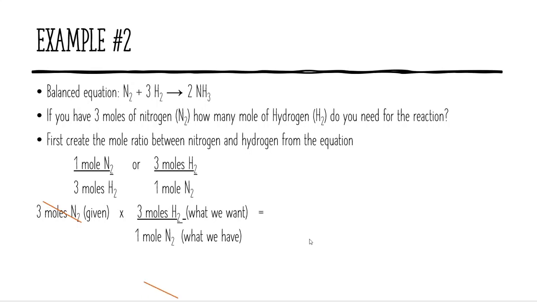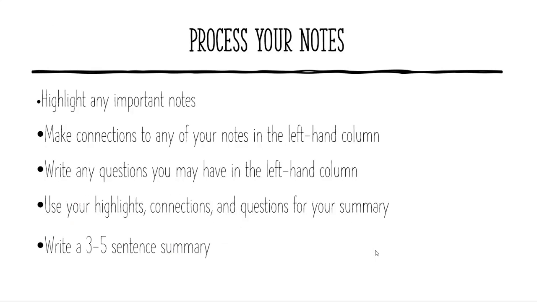And then moles of nitrogen will cancel out because it's on the top and the bottom, and we're left with moles of hydrogen, which is what I want. And so I will go 3 times 3 divided by 1, or 3 divided by 1 times 3. And I should get 9 moles of hydrogen either way. Okay? All right, so that is mole to mole ratio.